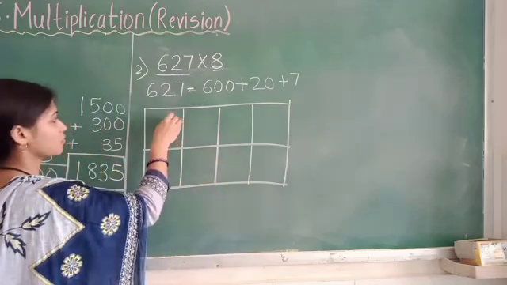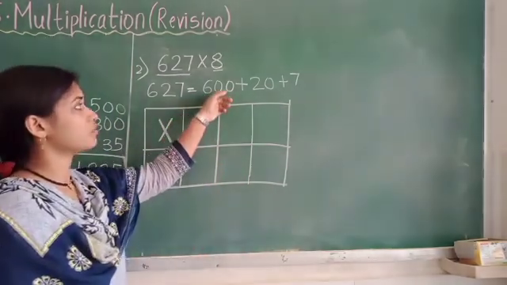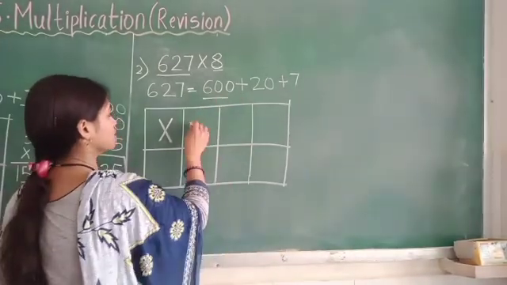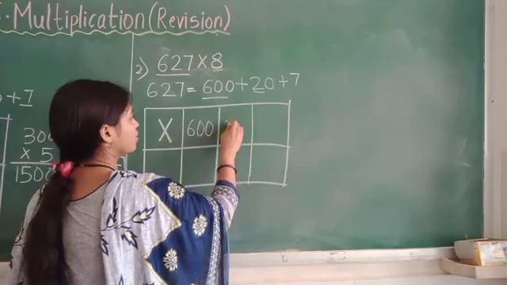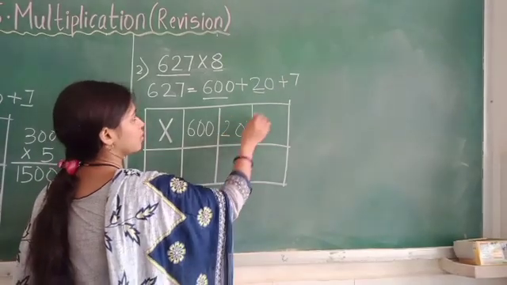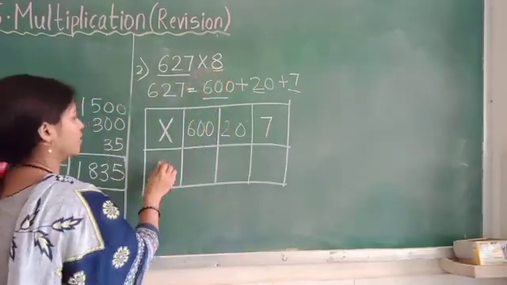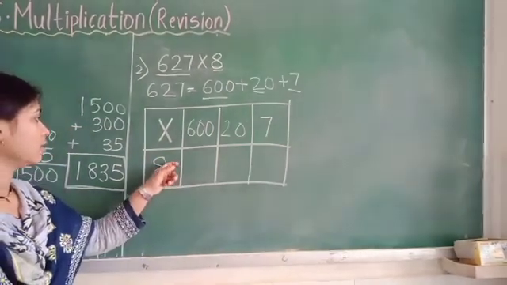In the first box what will come? The sign of multiplication. Then the numbers which we have expanded we will write down in this table. First is 600, next is 20, third one is 7. It is multiplied by what? 8. 8 will come down under the sign of multiplication.